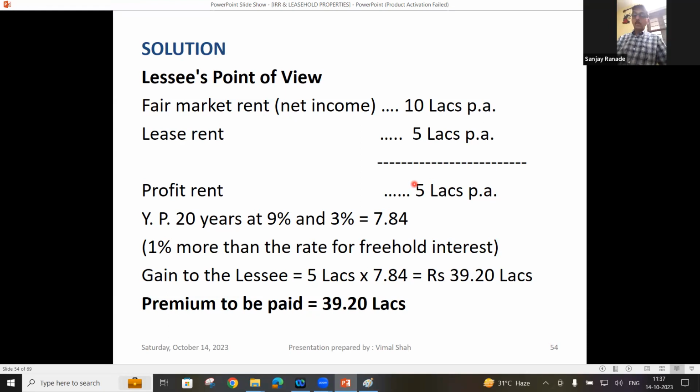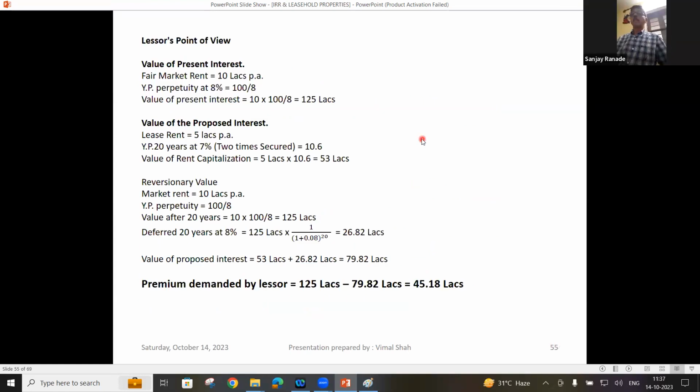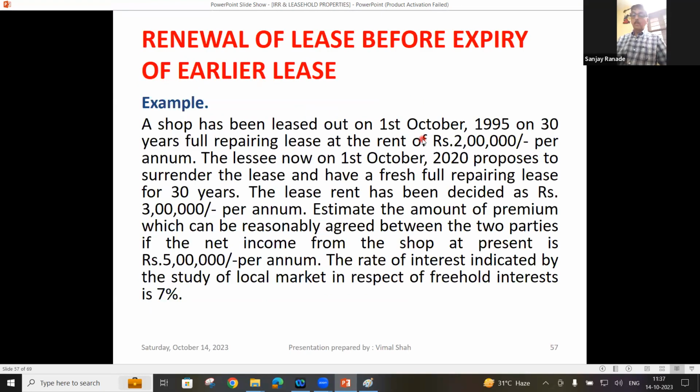Right? Because if it is a full repair lease, that would go to the lessee. Then in that case, for the lessor also, you have to consider it. Yes, for the lessor also, when we calculate the reversionary value, the same thing would have been accounted for over there. Yeah, correct.